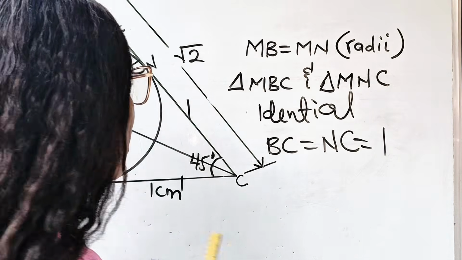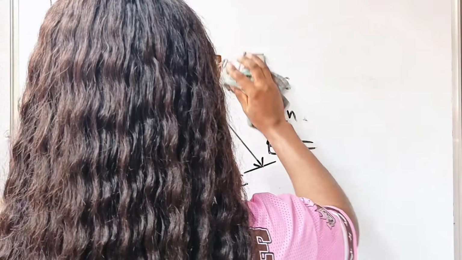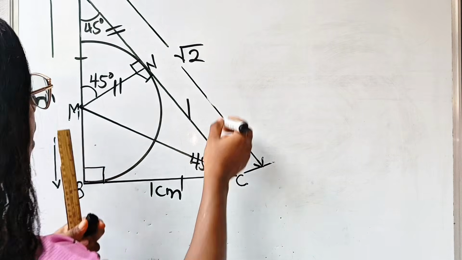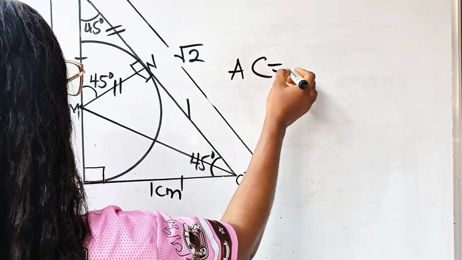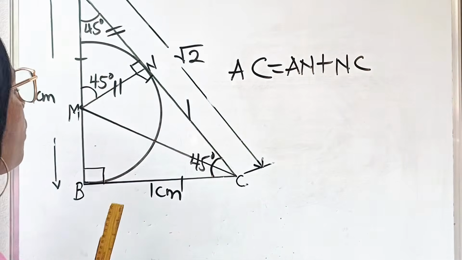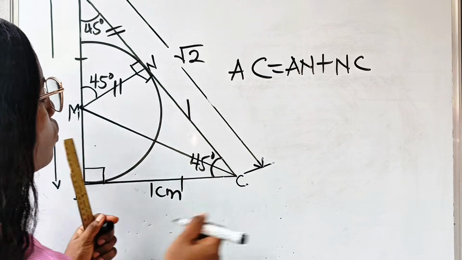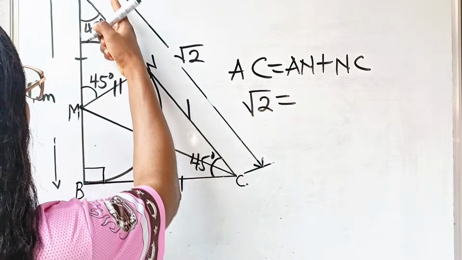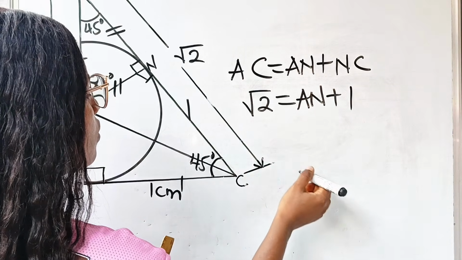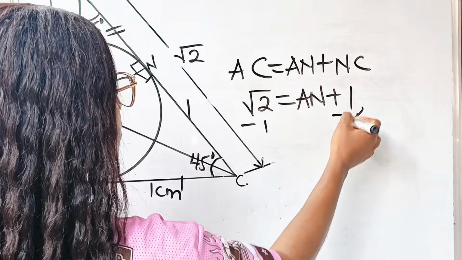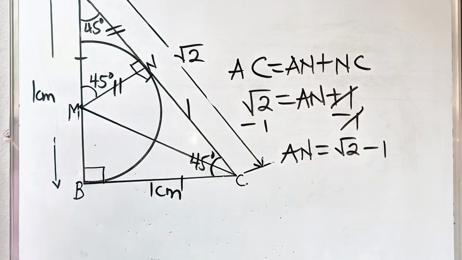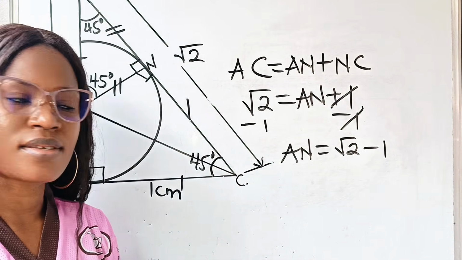Now, we are very close to our answer. Remember that we are trying to find the length MN. Now, let's get AN. AC is equal to AN plus NC. Okay? Now, AC is root 2. AN is unknown. And NC is 1. So, if we take away 1 from both sides, we will have AN is equal to root 2 minus 1. All right? Now, you can press this in a calculator and find its value.